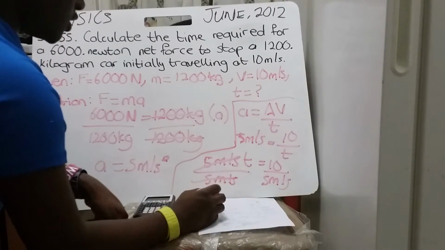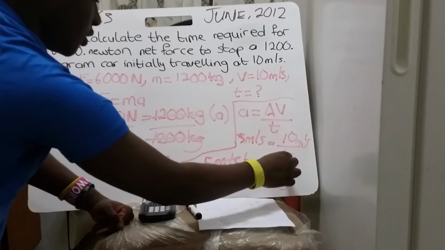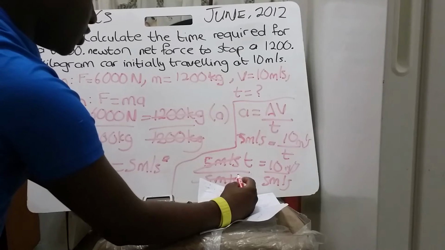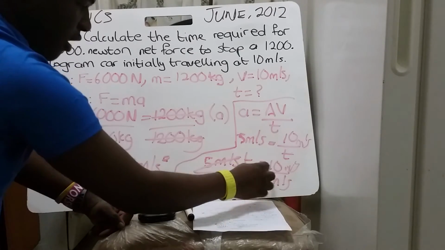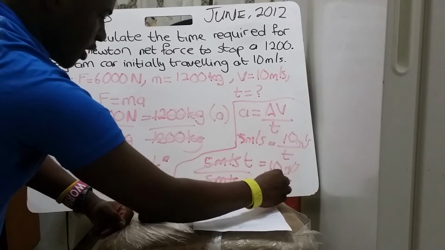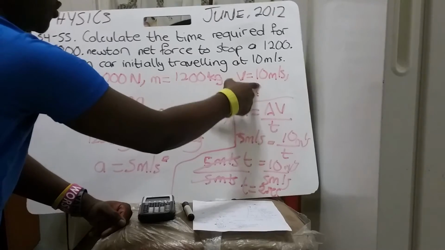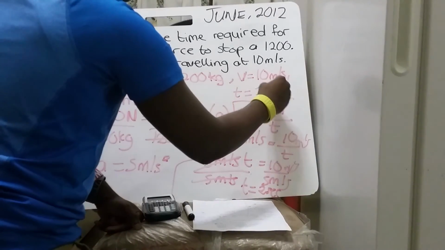So t gives us, remember this is meters per second, so t gives us 10 divided by 5. So t equals 2 seconds. 2 seconds is the answer for this question.